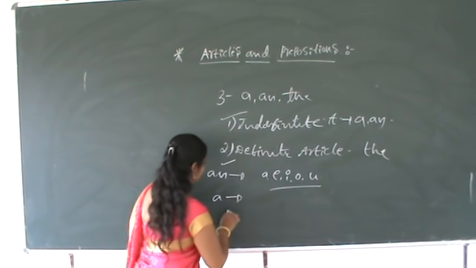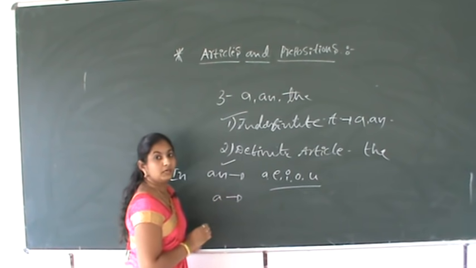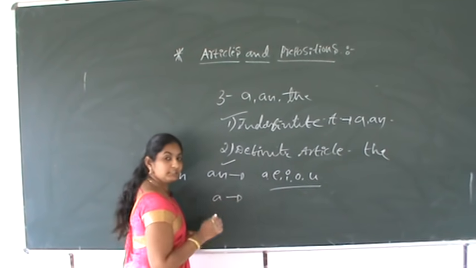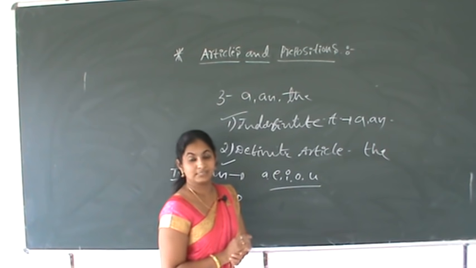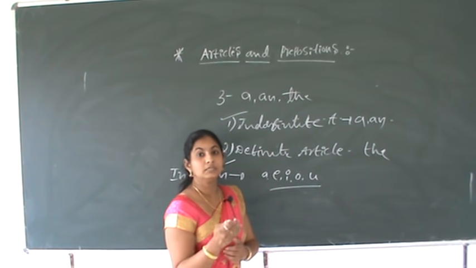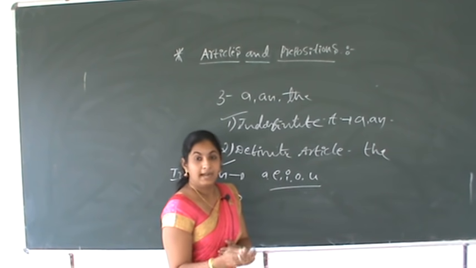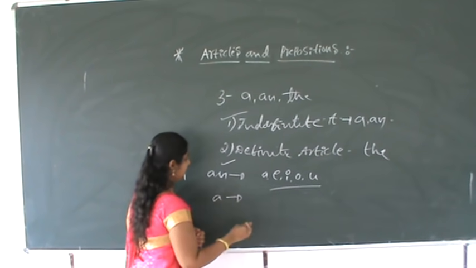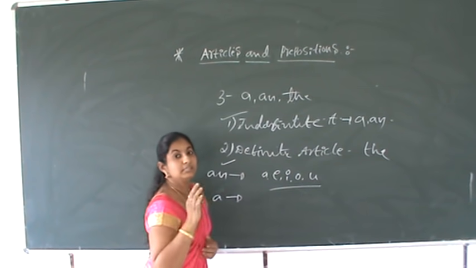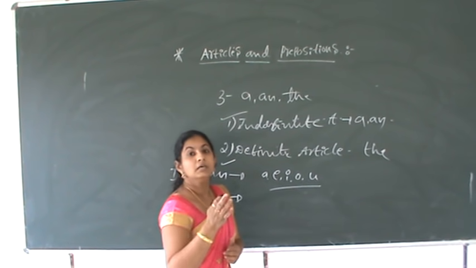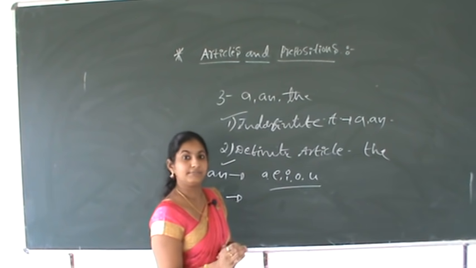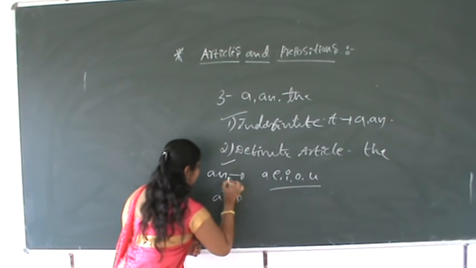Then the use of the other indefinite article, a. It is used before general things, for example before names, places and things. And also we can say before some singulars, before countable nouns, we are going to use the indefinite article a.